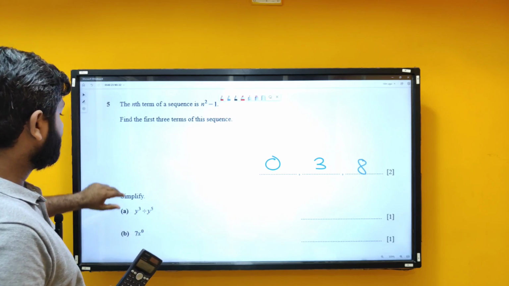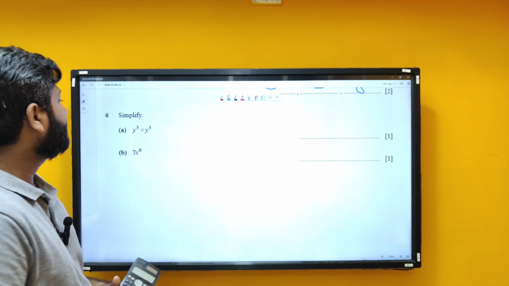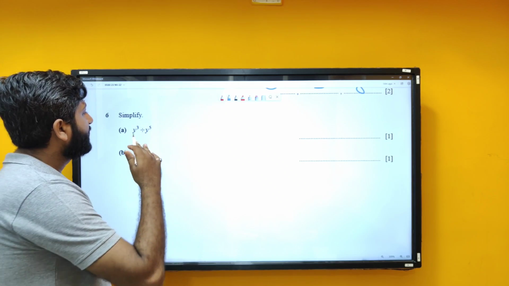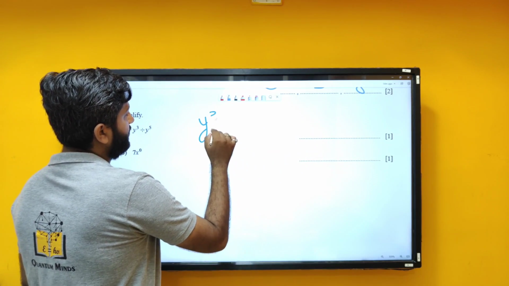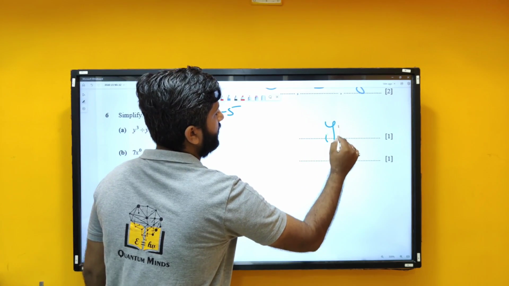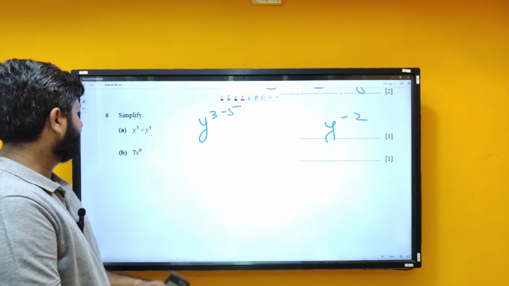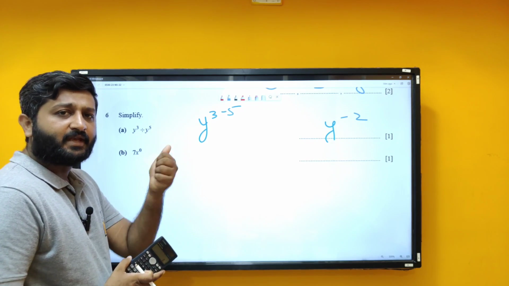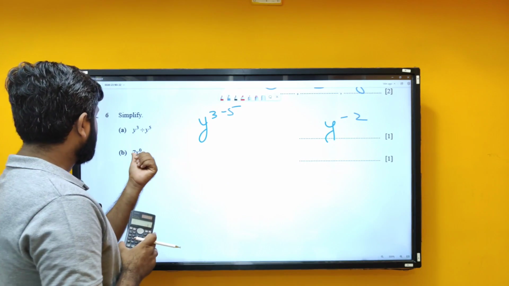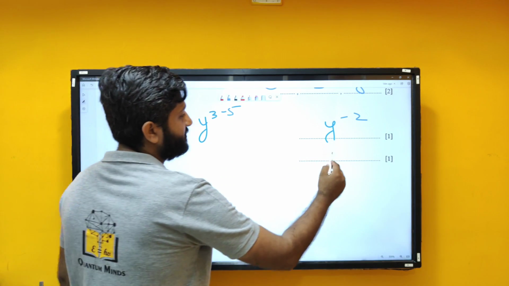Next, simplify y power 3 divided by y power 5. We can write this as y power 3 minus 5, which is y power minus 2. Next, we have 7 times x power 0. Any number raised to 0 is 1. So x power 0 is 1, and 1 times 7 is 7.